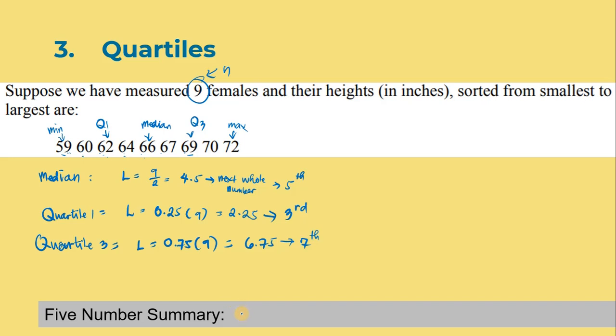So, your 5 number summary now, minimum, comma, unsa gito next sa 5 number summary, quartile 1, comma, median, comma, Q3, dayon maximum. Minimum is 59, comma, quartile 1 is 62, median is 66, comma, 69, comma, 72. So those are the 5 number summary of your data.